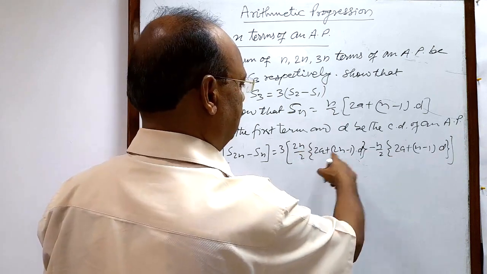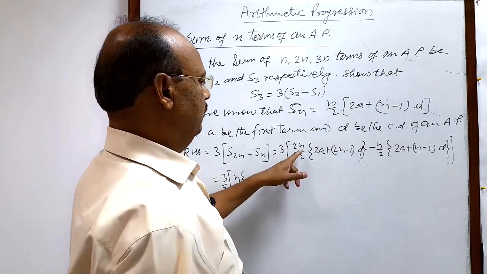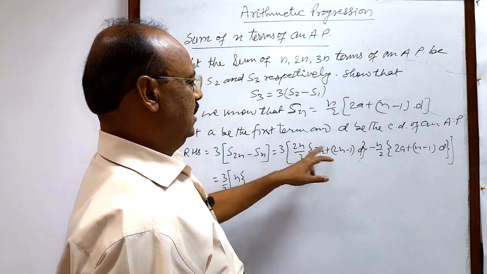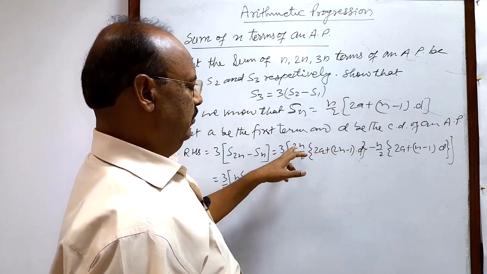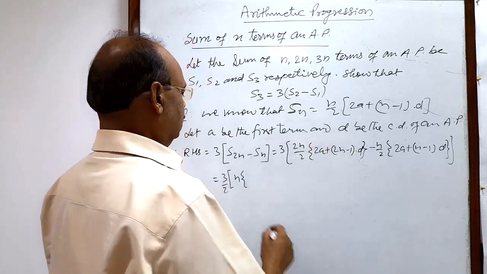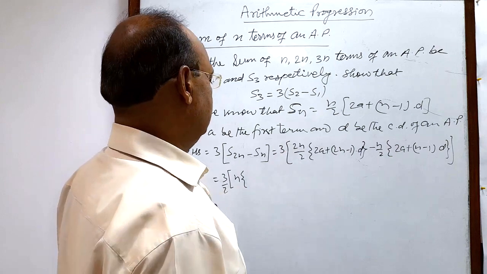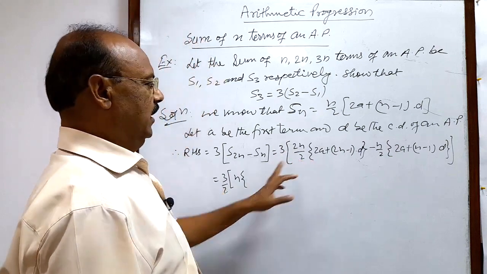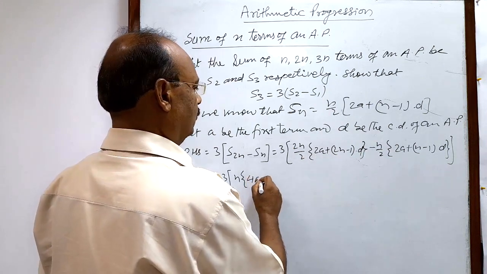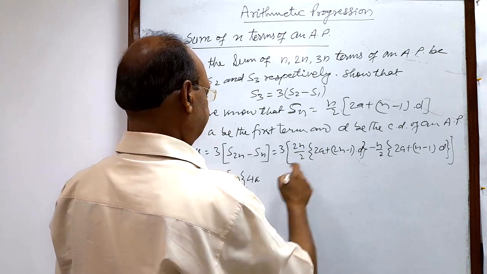We will take n common from these two terms. Intentionally we are leaving 2 here and not cancelling it, as that will help in the steps to come. So we have taken this 2 common and n common from here. So 2 into this much, 4a, and 2 into this much is (4n minus 2) into d.